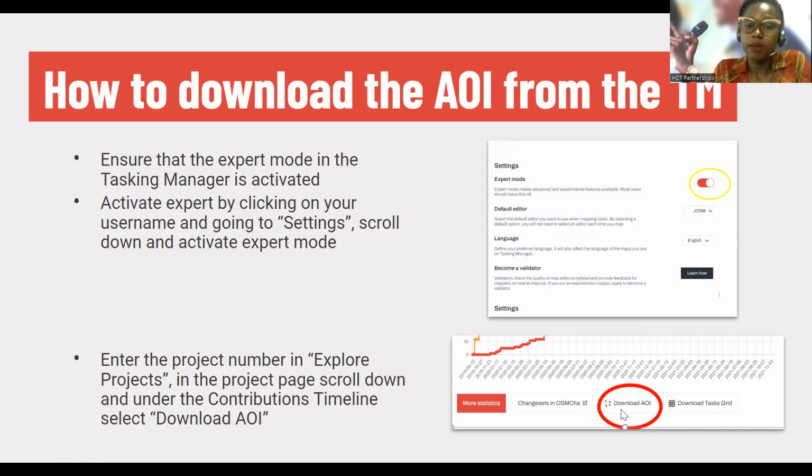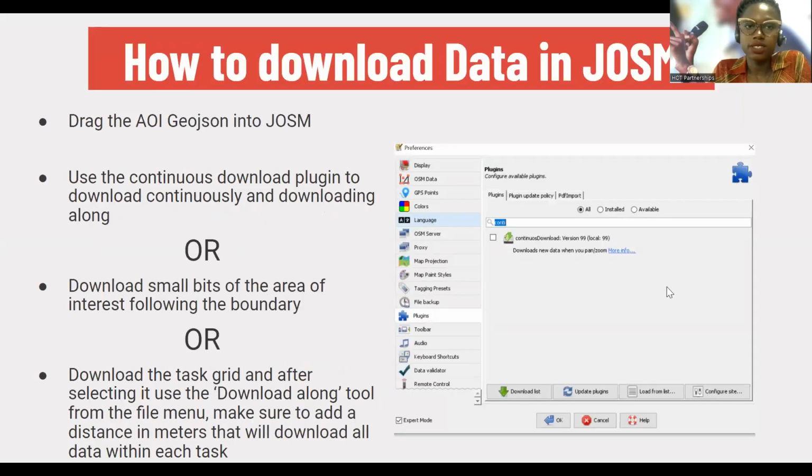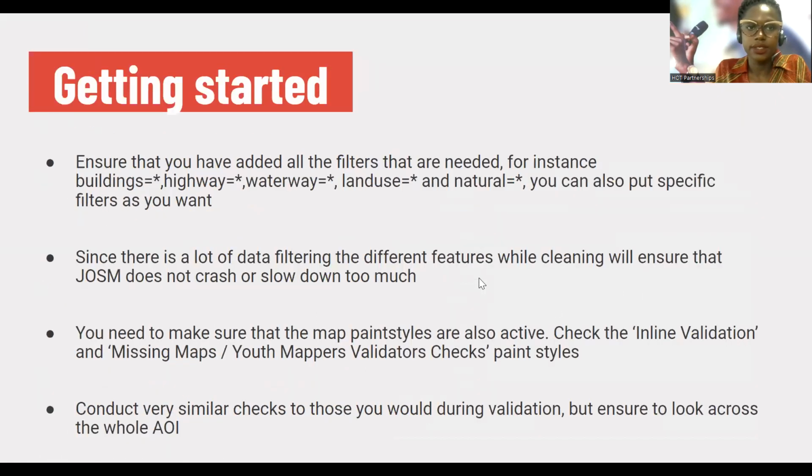So for us, in the past, we used to use mainly the area of interest, but these days we have a better way of doing it, where we just download different grids. Here, you see as I illustrate. There are two ways. You can hold and drag the GeoJSON into JOSM, and then you can use the download continuous plugin, as you can see here on the slides. And then there's also downloading along, which I will show. So you can download bit by bit, or you can just highlight and download everything at once.